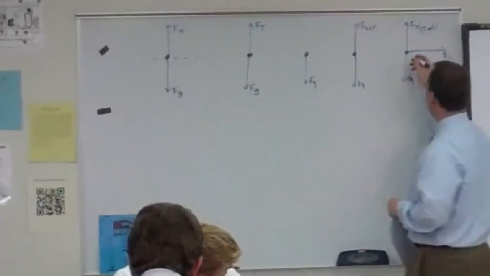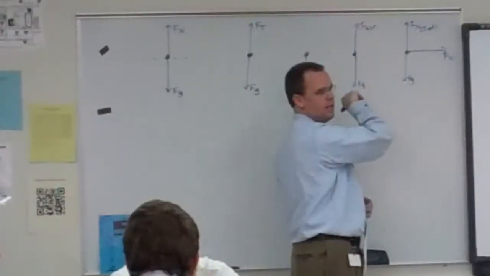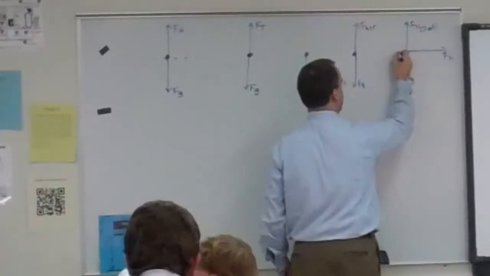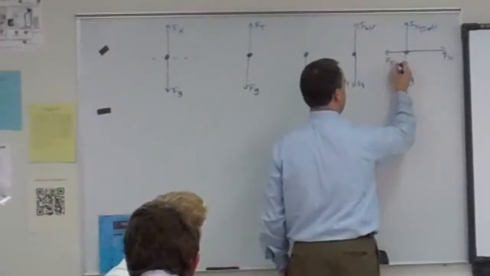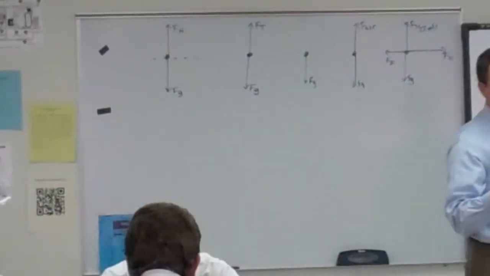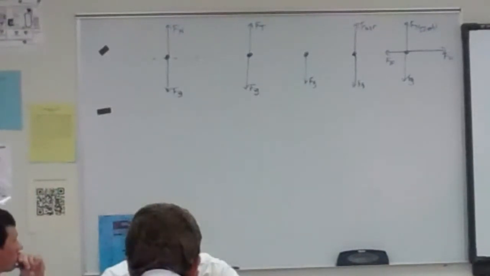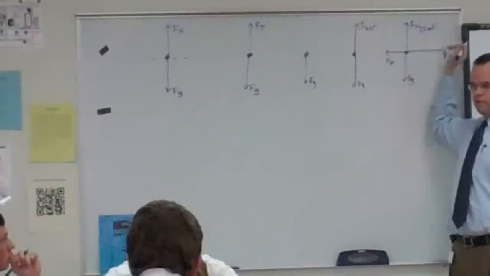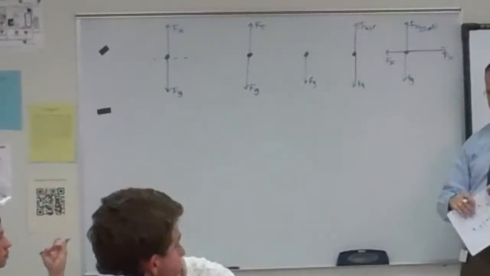Opposite direction. Is it going to be the same as the normal force, less or more? Less. Why is it less? Because the problem says it's moving. It's accelerating to the right. So there's got to be more force to the right than to the left. Friction always goes parallel to the surface in the opposite direction of motion.